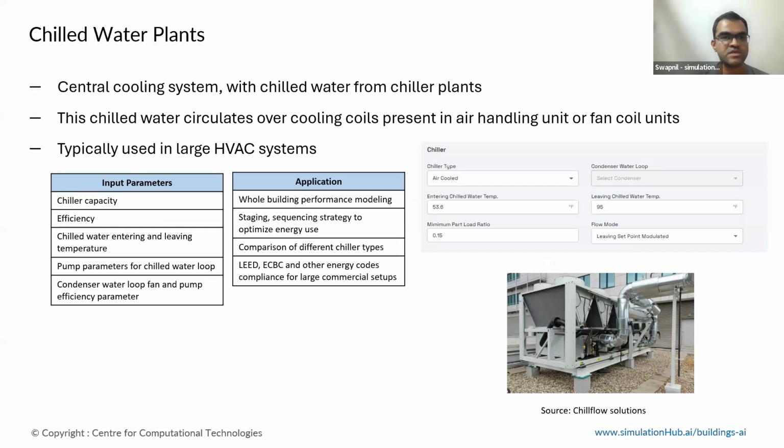So here, this is the central cooling system with chilled water from chiller plants, and it basically circulates the chilled water over the coils, and it basically cools the air in the air handling unit. Typically used in large HVAC systems.